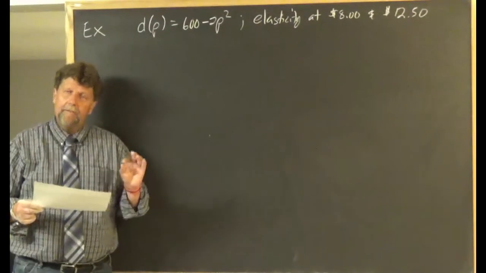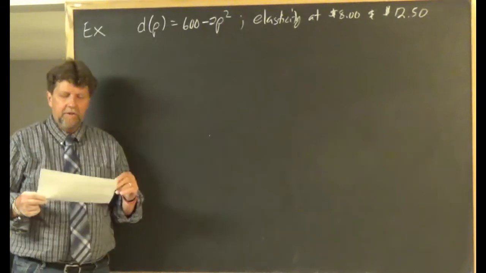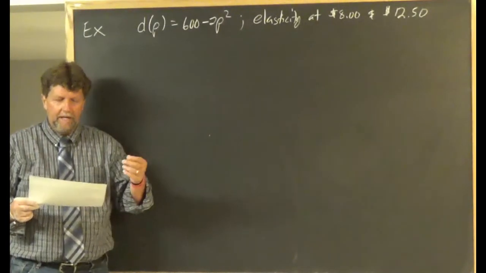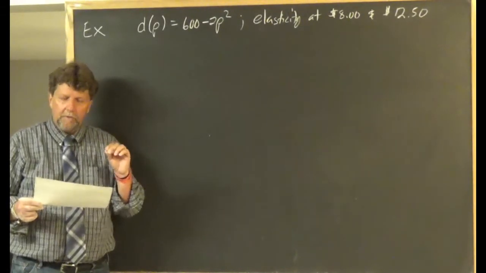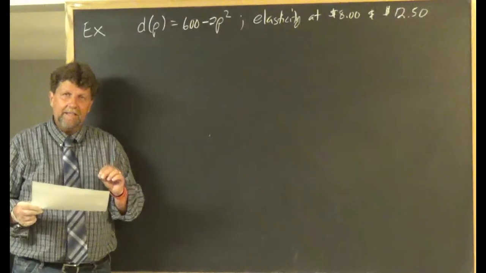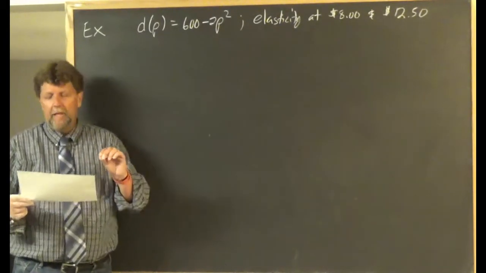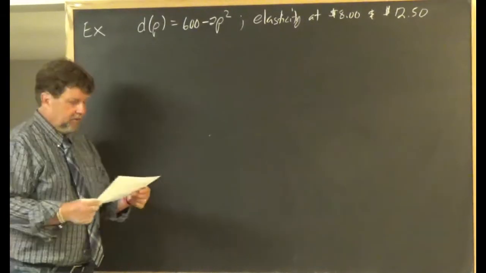All right, we were given the demand function for a self-published book. D of P equals 600 minus 2P squared. P was the price, and D of P is the number of books sold. We were supposed to find and interpret the elasticity of demand when the price is $8 and then when the price is $12.50.